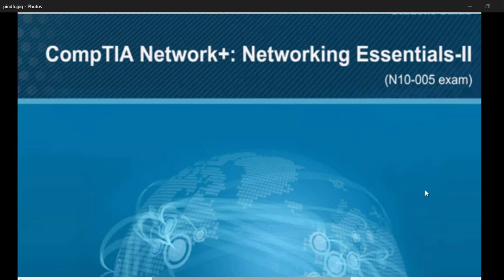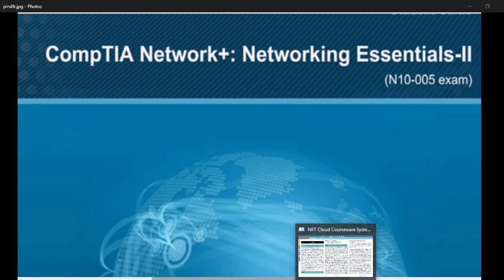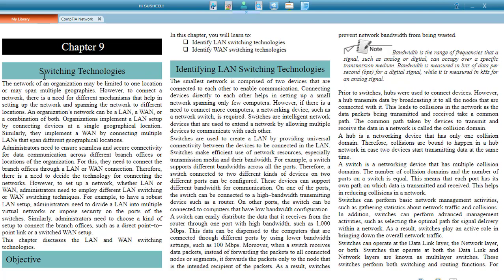Today's topic is the Network Essentials book. In this part, we will talk about LAN switching technology and WAN switching technology. Let's start. Switching technology.